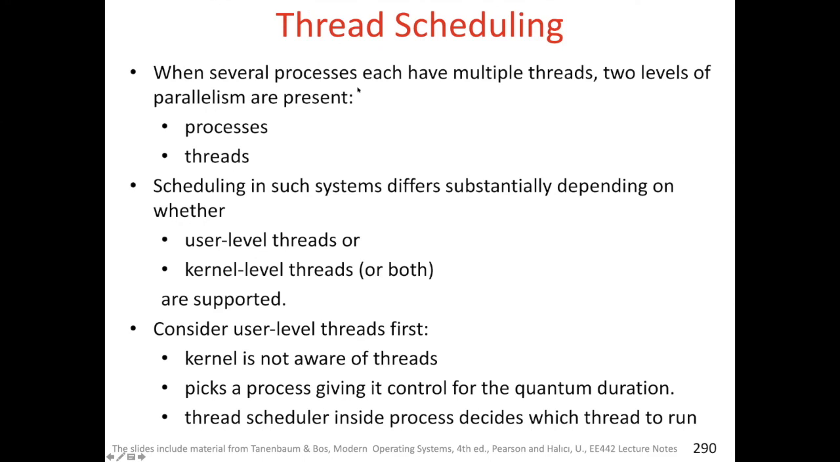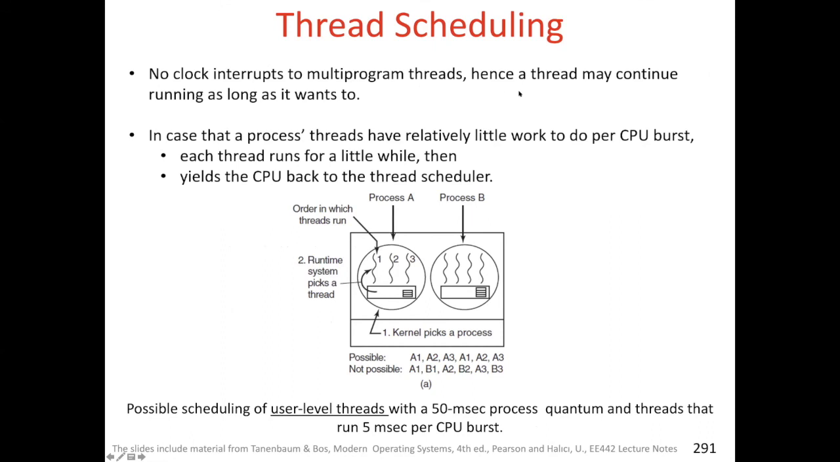Thread scheduling. When several processes each have multiple threads, 2 levels of parallelism are present: processes and threads. Scheduling in such systems differs substantially depending on whether user-level threads or kernel-level threads or both are supported. Consider user-level threads first, in which the kernel is not aware of threads and picks a process, giving it control for the quantum duration. Then the thread scheduler inside the process decides which thread to run. There are no clock interrupts to multiprogram threads, hence a thread may continue running as long as it wants to. If the process's threads have relatively little work to do per CPU burst, each thread runs for a little while, then yields the CPU back to the thread scheduler.